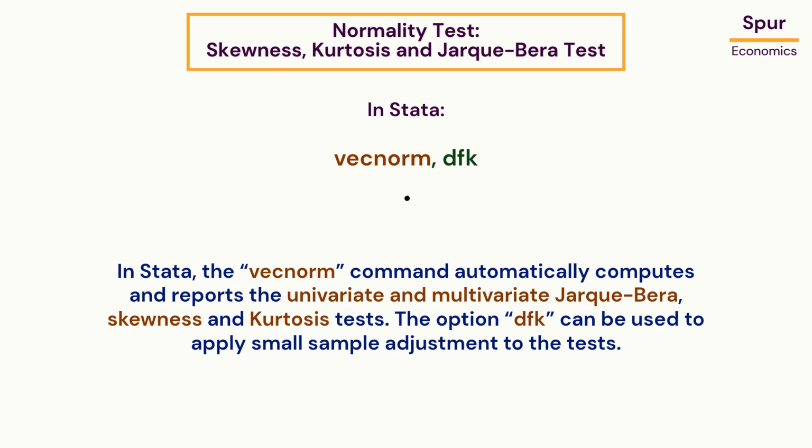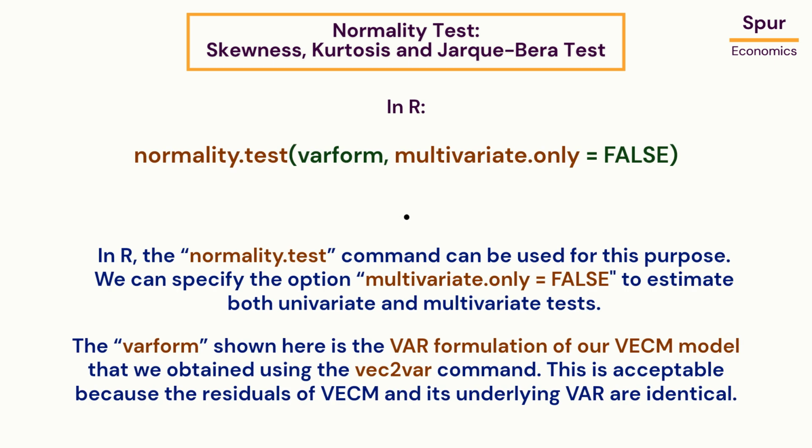In Stata, the vecnorm command automatically computes and reports the univariate and multivariate Jarque-Bera, skewness and kurtosis tests. The option dfk can be used to apply small sample adjustment to the tests. In R, the normality.test command can be used for this purpose. We can specify the option multivariate.only equal to false to estimate both univariate and multivariate tests. The var form shown here is the VAR formulation of our VECM model that we obtained using the vec2var command. This is acceptable because the residuals of VECM and its underlying VAR are identical.